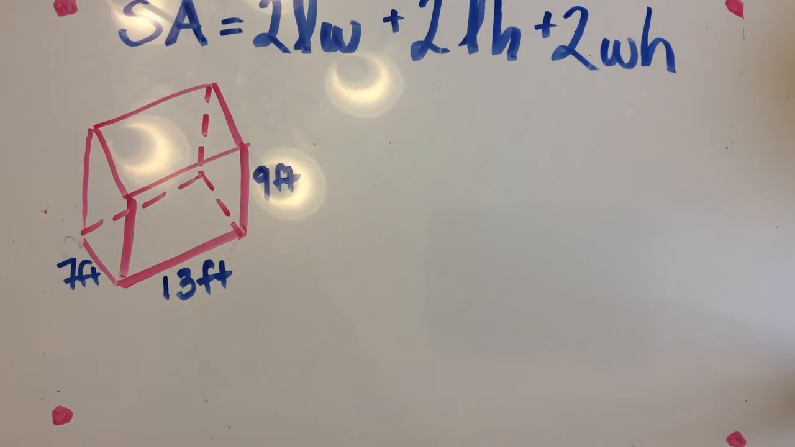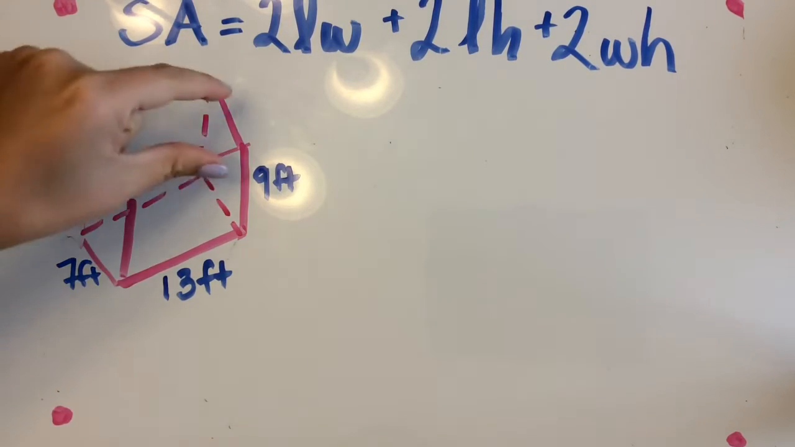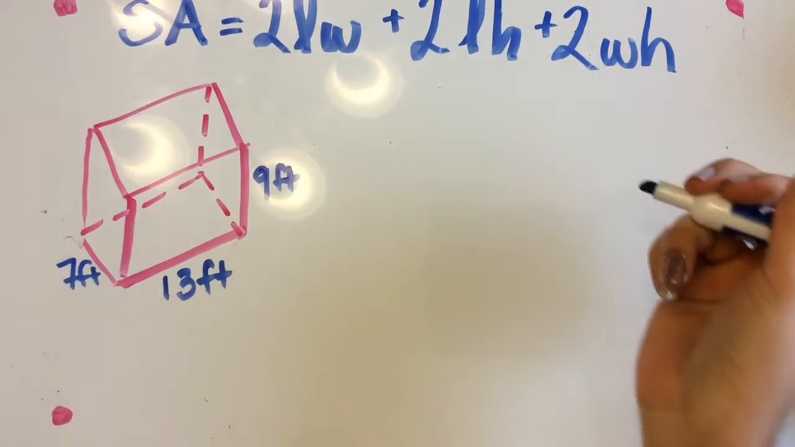Alright guys, here's an example problem with a rectangular prism. Rectangular prisms and cubes have the same exact formula, so you can just use the same formula for this. All we do is add. The surface area is just the sum of the area of all these faces of the rectangle, so the formula makes sense.